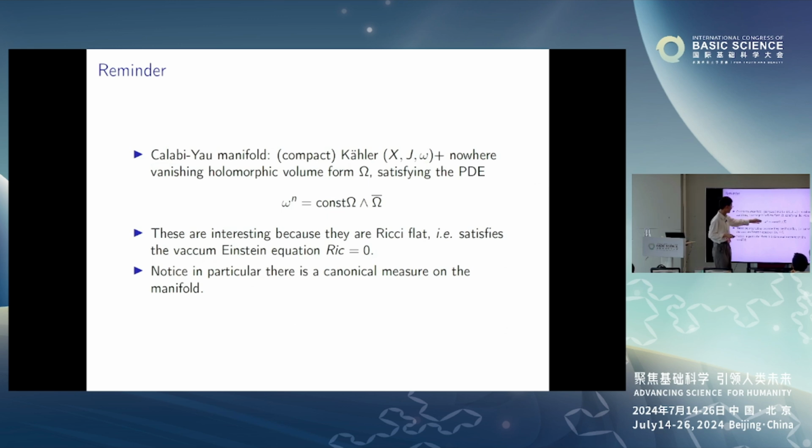Notice that by definition, here this holomorphic volume form, you wedge it with its complex conjugate. So basically you get a volume form out of this construction, and it's determined purely algebro-geometrically. Now here you have the Kähler structure, which encodes the metric. And this equation is basically saying that the volume form of your Kähler metric is prescribed to be this. So in particular, there's a canonical measure on the manifold coming from the volume measure.